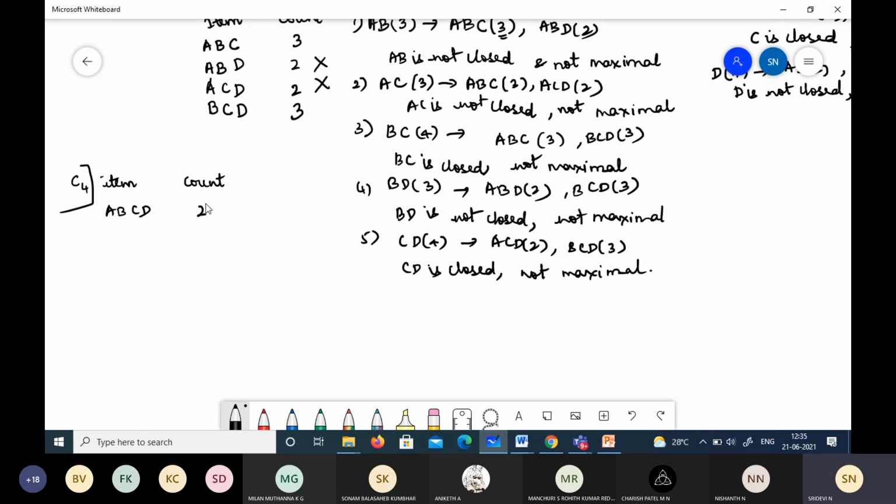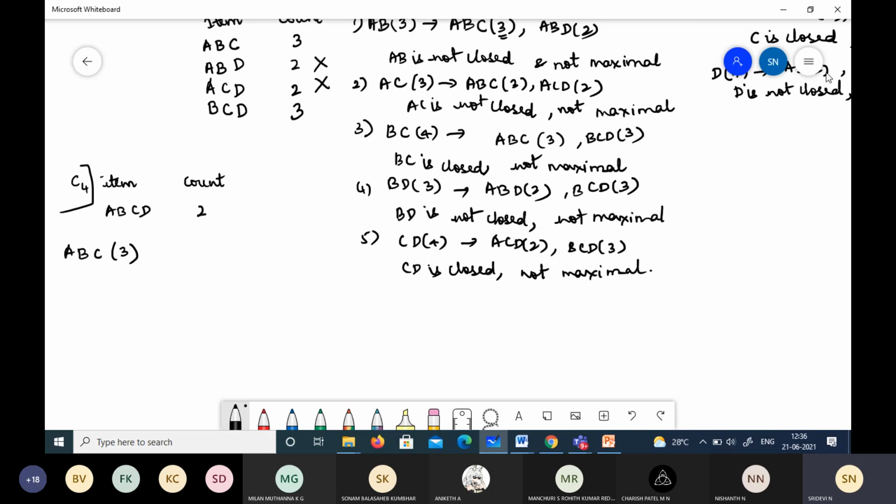We can have A, B, C, D, and the count will be 2 for this. Now let's check the previous items, whatever we have here, to see whether they are closed. So we will take A, B, C. Check the table and we'll get the count as 2.